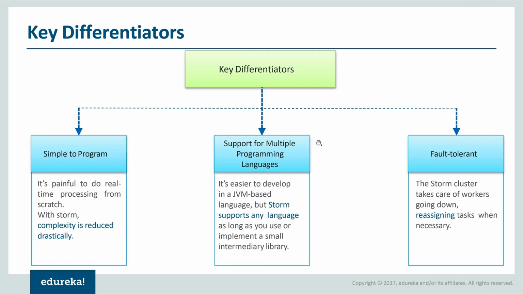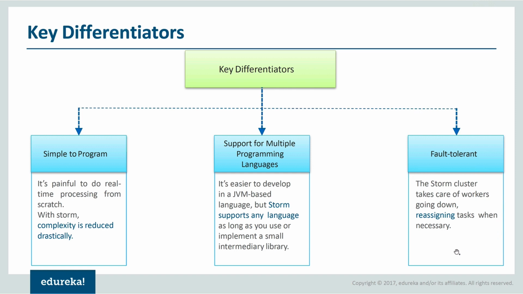So what are the key differentiators of Storm that make it unique? Well, it is very simple to program, and the complexity of distributing the data, fault tolerance and resilience is all drastically reduced while programming with Storm. You will see how simple it is to program with Storm. It's easier to develop in a JVM based language, maybe Scala, Clojure, or Java, but you can basically write your spouts and bolts in almost any language that you would like. Suppose you have a machine learning library that is only available in Python, you can write your Storm spouts and bolts in Python and leverage those libraries. And the most important feature is that it is fault tolerant.